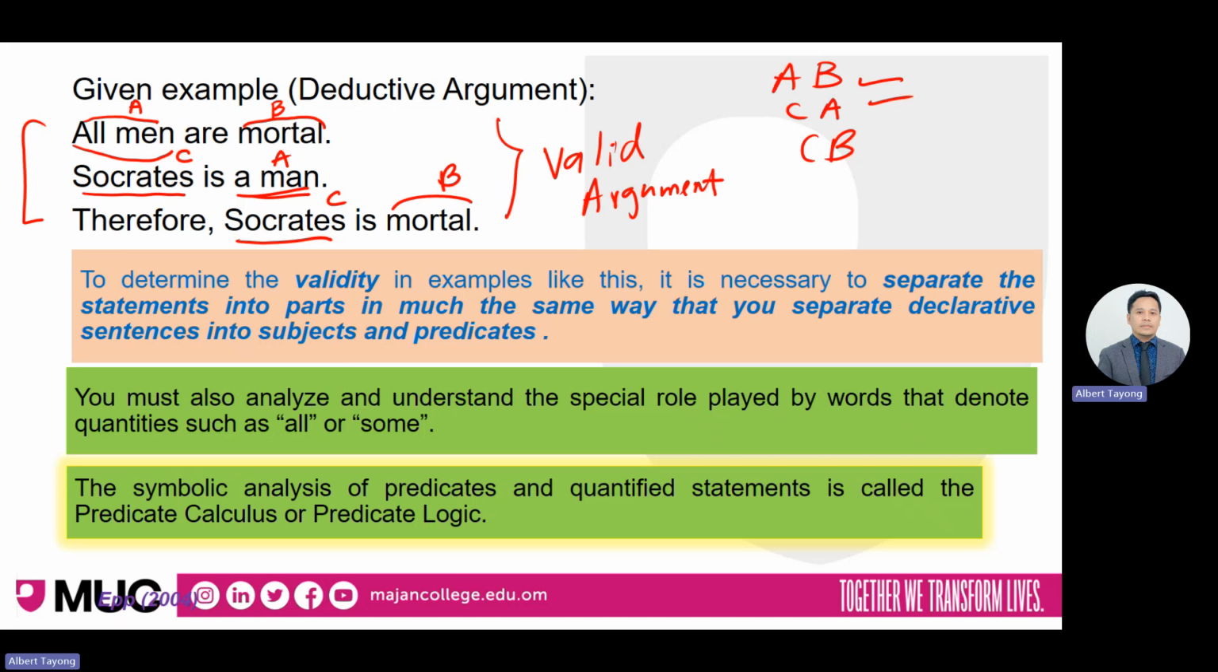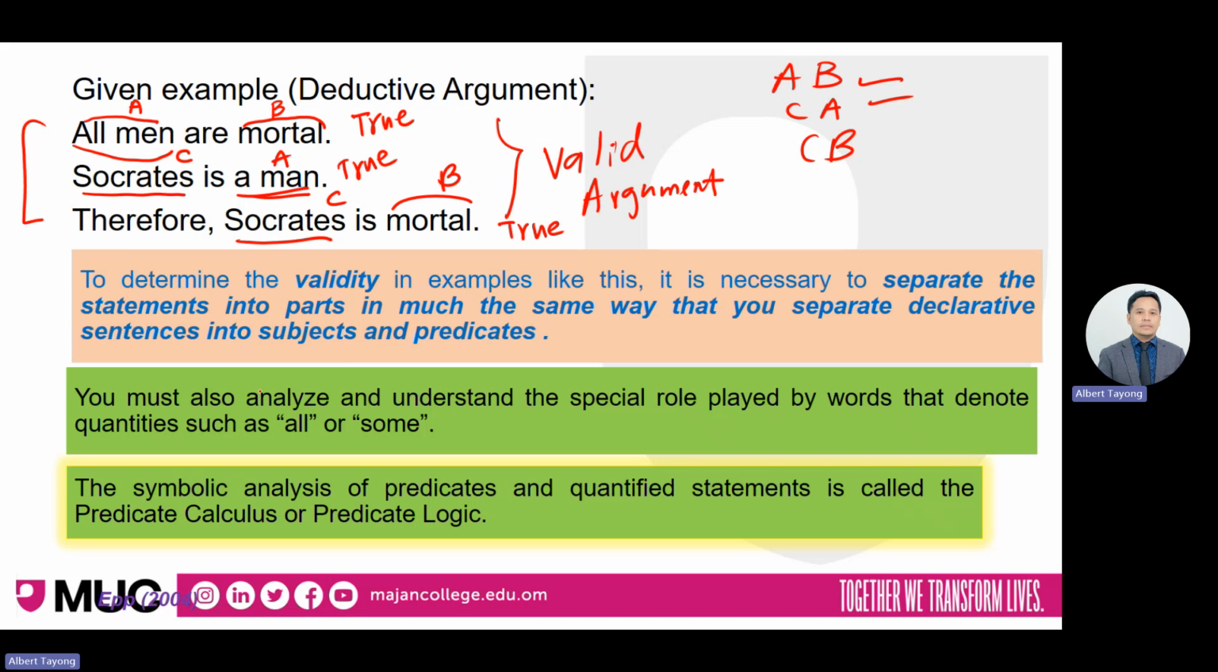What does this mean? It means that if the premises are true, the conclusion cannot be false. For example, here, this one is true: all men are mortal. Mortal means we have limited energy and limited time. Socrates is a man is also true. Then Socrates is mortal is also true. So if the premises are true, the conclusion cannot be false. That's the meaning of a valid argument.